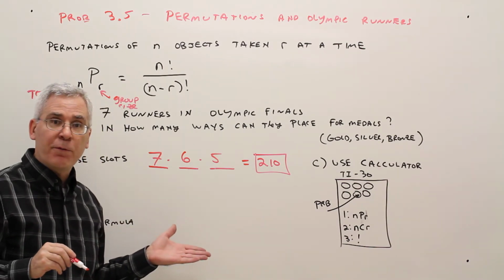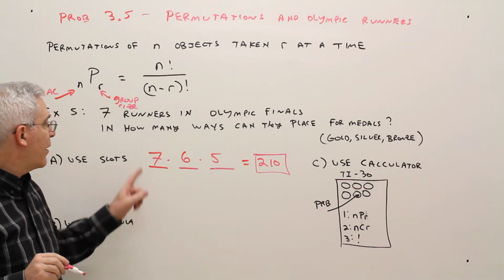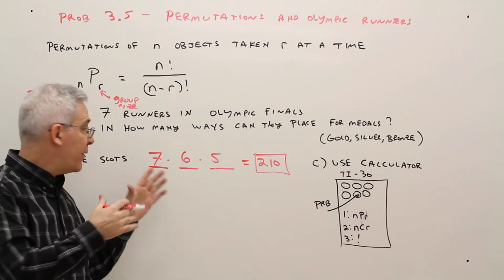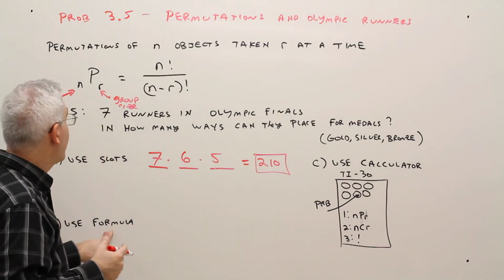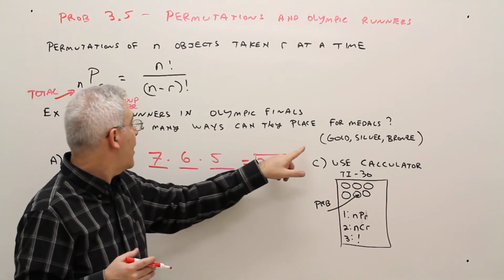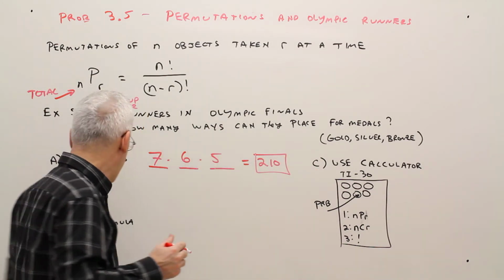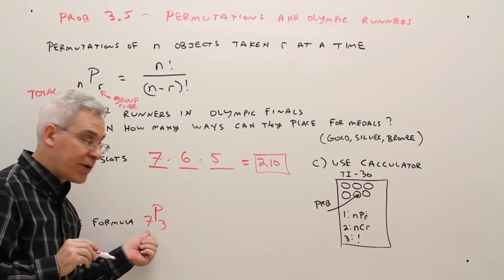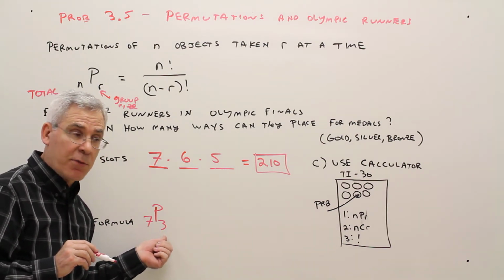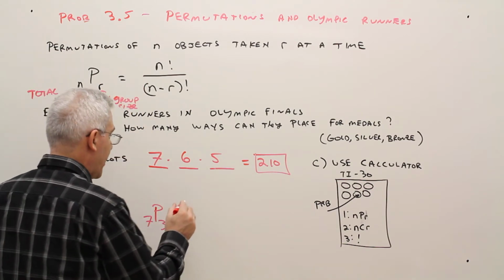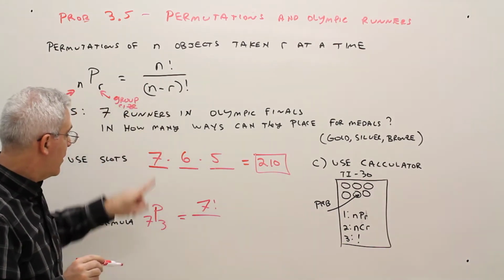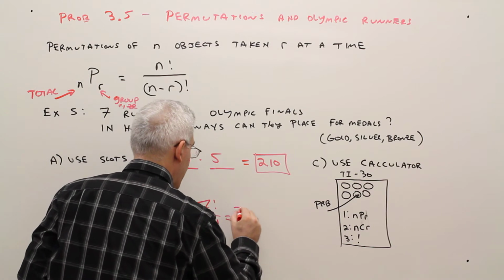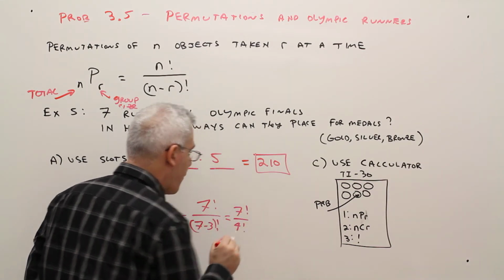All right, now I'm going to use the formula, and hopefully you'll see that the formula is nothing more than a way of describing that algebraically. I prefer the slots if it's not a big number, just so I can see what's going on. So now let's use the formula. So I've got 7 runners, and I want to find out how many ways they can place in 3, so it's going to be the following. A permutation of 7 objects taken 3 at a time, in a grouping size of 3. So the formula would say 7 factorial over 7 minus 3 factorial, which would be 7 factorial over 4 factorial.